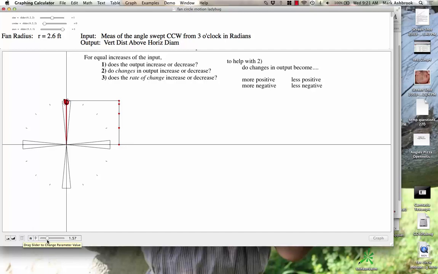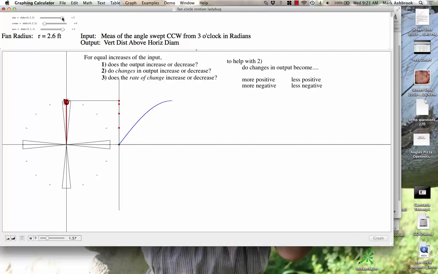So for equal angle increments, that vertical distance changes fast at first, large changes, and then those changes get smaller, so it's changing more slowly. So it's a decreasing rate of change. And if it's a decreasing rate, then what about the graph? Concave down. So increasing output values, but a decreasing rate of change, which means concave down.